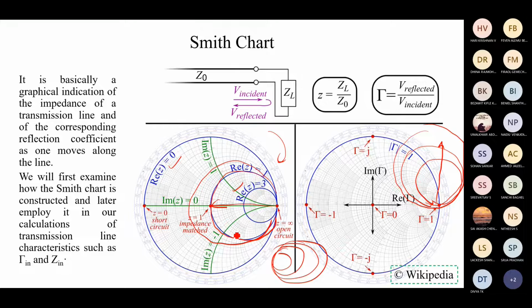This can be used to map any impedance or any reflection coefficient. By the way, we can even move along the Smith chart from one place to another for a given electrical length beta L. We will see how this chart is constructed, and we will see some examples of how to map the impedance and the transmission line problem onto it.